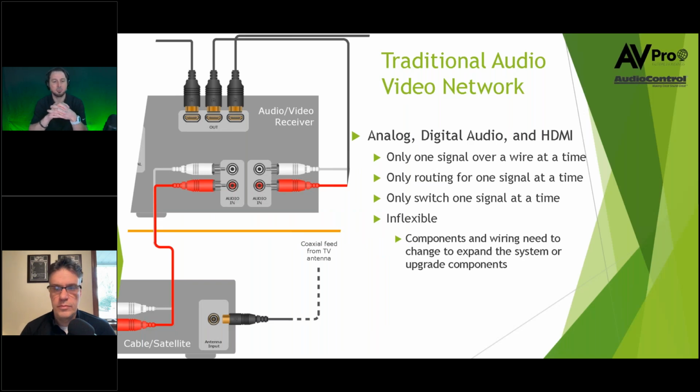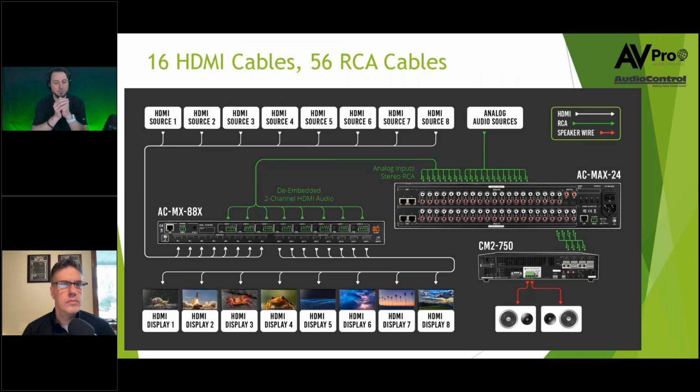So let's talk about the traditional audio video network. In the example here, we have an AVR, maybe a couple of sources that are plugged into HDMI, there's a satellite box in here. What you notice about this system is it's very specific to itself. In other words, if you change out a component, you're probably going to have to change out cables, et cetera. And Dante is a really nice fix for this because everything's running off of the same infrastructure.